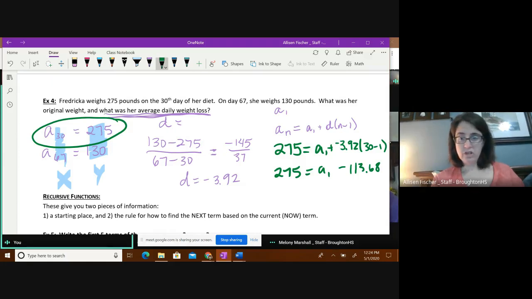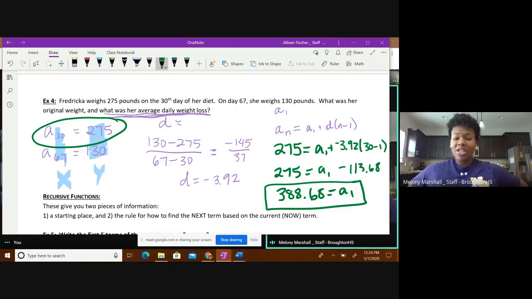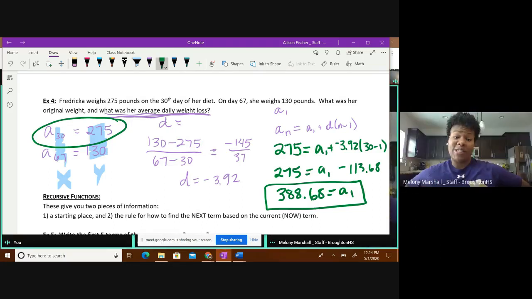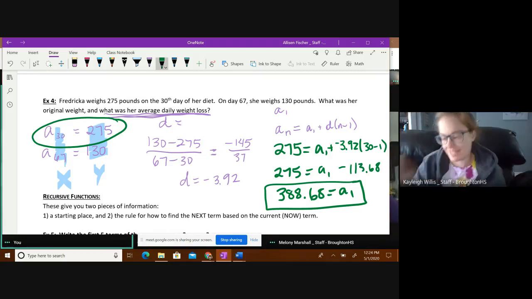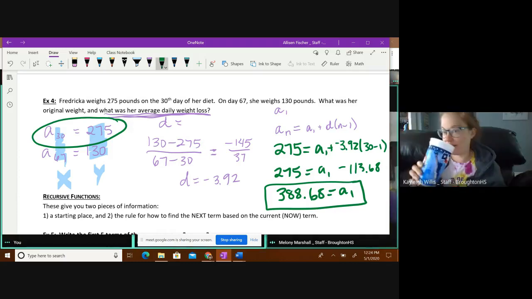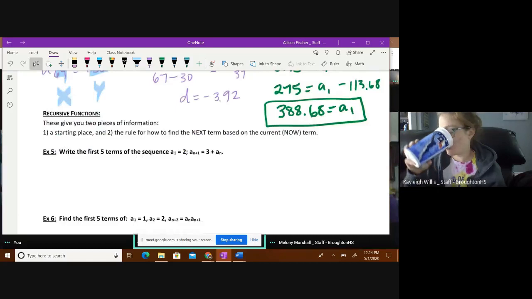And I get that she weighed originally 388.68 pounds on the first day of her diet. Ooh. So she was really trying to lose some weight. But she's doing it way too fast. She needs to try a healthier approach. Yes. She must have been on a keto diet. Maybe starving herself or something. She needs to be healthy.